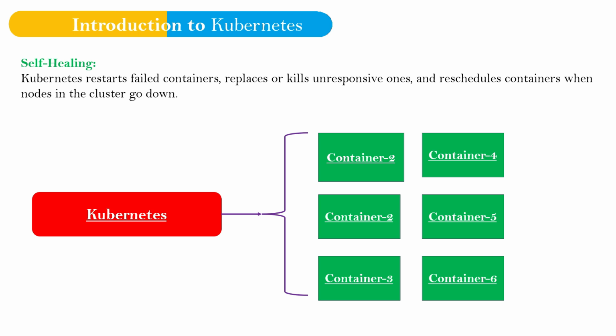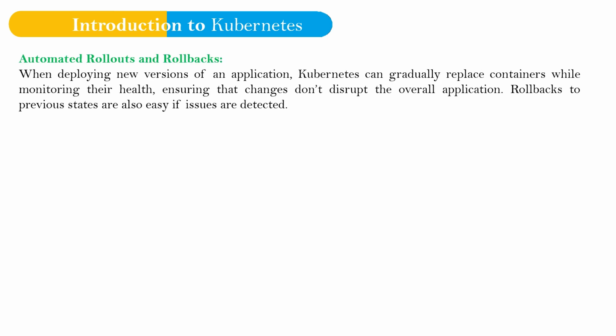For example, if you need 6 containers, and if 1 or 2 containers crash, then the other containers can be overloaded with requests. So Kubernetes ensures that the expected number of containers are up and running, and if any container is not responding, it will automatically initiate another container instead. This is called self-healing in Kubernetes.